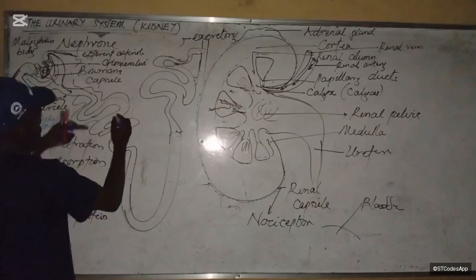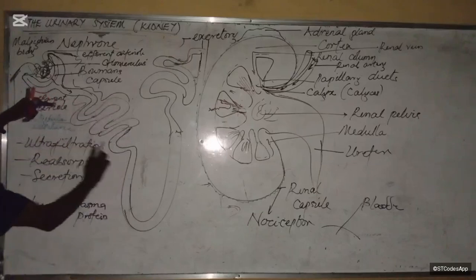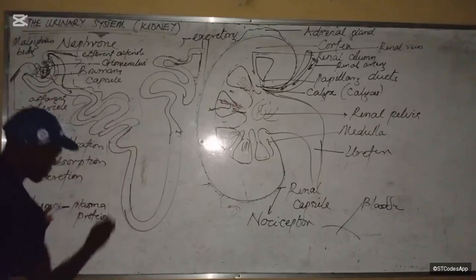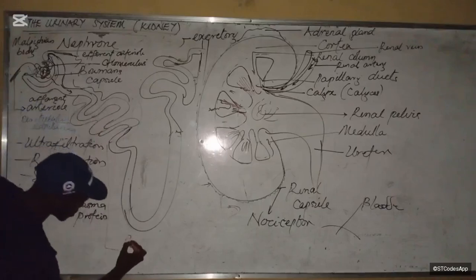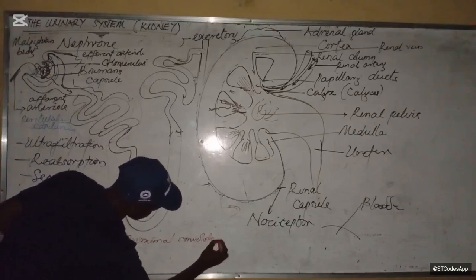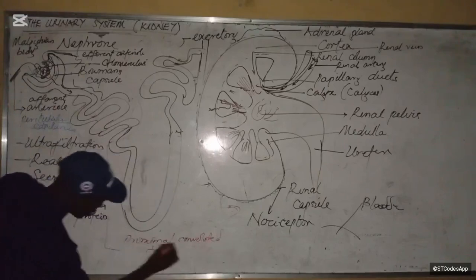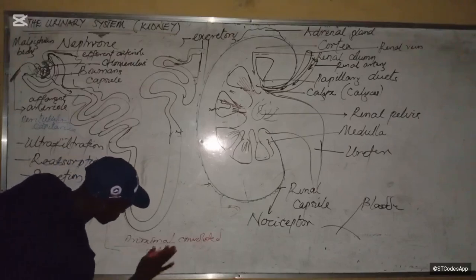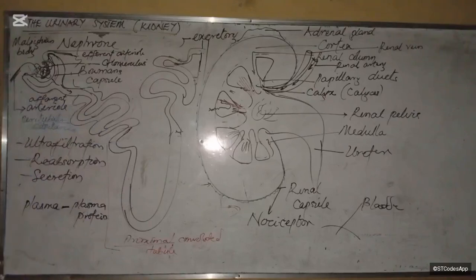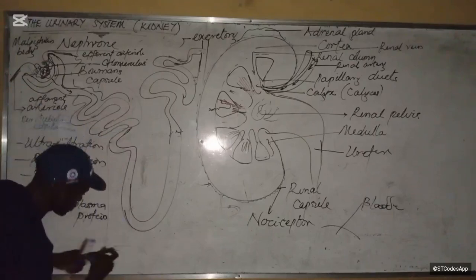Now this portion of the nephron, this portion here, is called the proximal convoluted tubule. The word proximal means near. I hope that is clear, okay? Proximal convoluted tubule.